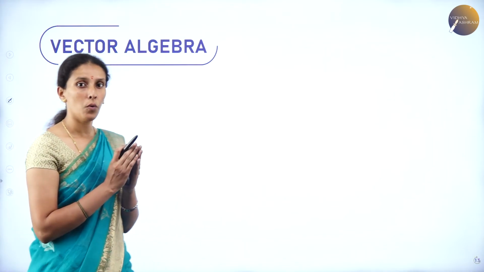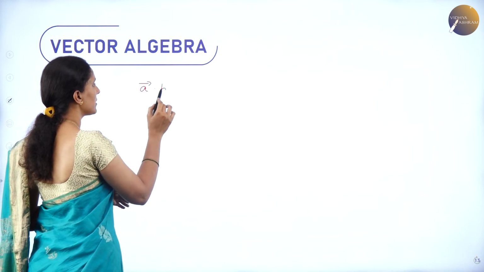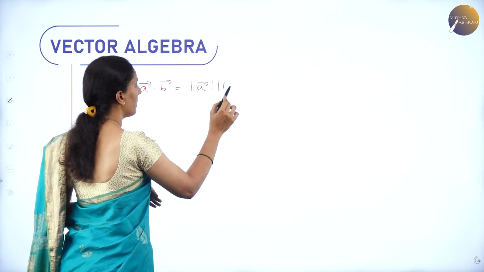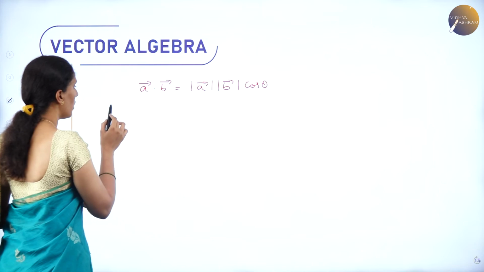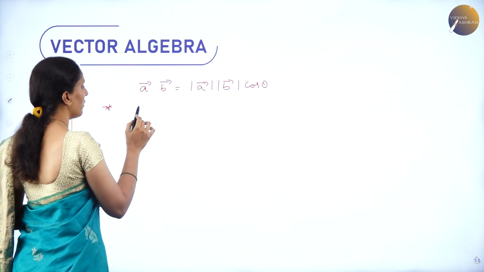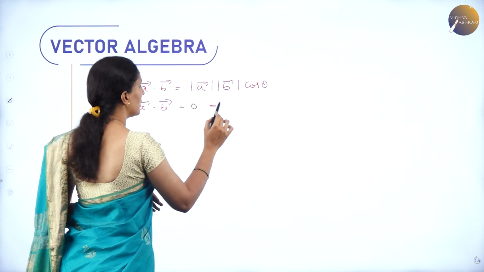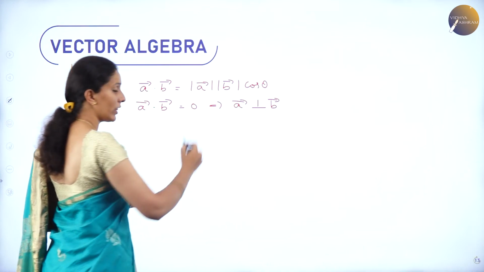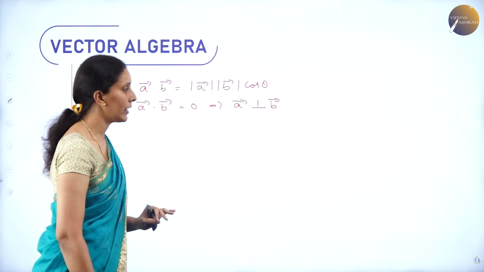Let's recall what the dot product says. The dot product of any two vectors is given by A dot B is equal to magnitude of A, magnitude of B cos theta. So what we can say is, if the dot product is 0, that means the two vectors are perpendicular to each other. That means the angle between them, theta, is equal to 90 degrees. The two vectors are perpendicular.